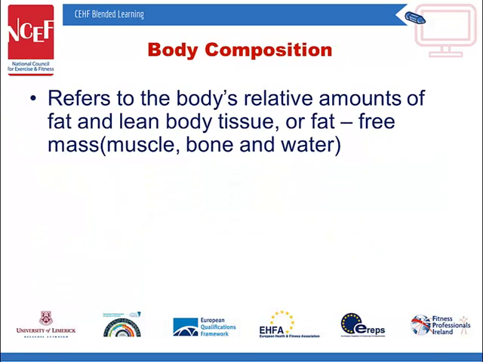Body composition then again refers to the body's relative amounts of fat and lean body tissue or fat-free mass in terms of muscle, bone and water. So we're going to look at the amount of fat that a person has on the body and ways of finding out their percentage fat.